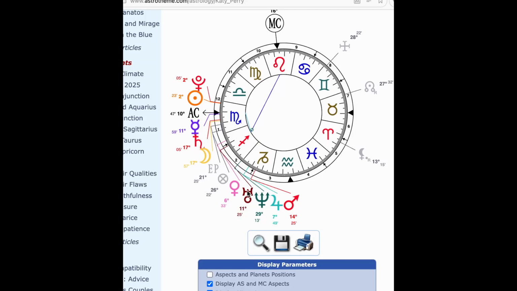What's up, guys? We are looking at the Astro theme version of Katy Perry's chart because today we're talking about Katy Perry. And do you see how wild this chart is?